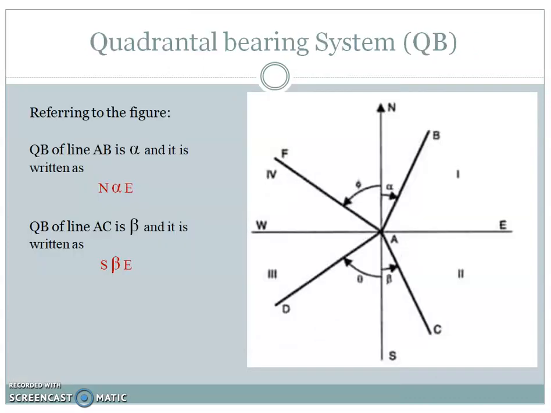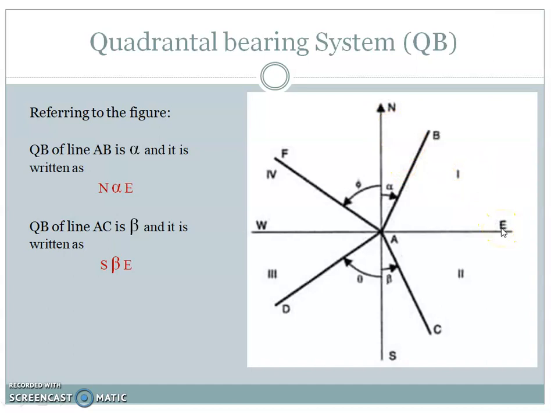Let us study the quadrantal bearing system, that is QB. Here if you see the same system, there is north, south, east, west, which is marked, and there are some random lines, that is AB, AC, AD and AF on the earth's surface. Now if you want to write the quadrantal bearing of line AB, it is making an angle alpha here, which is shown in the diagram, and it falls in the first quadrant, that is northeast quadrant.